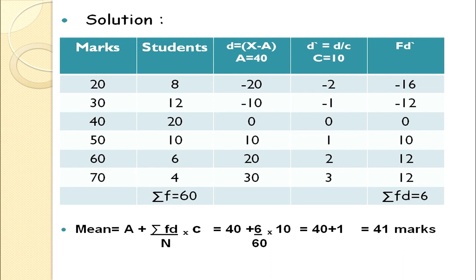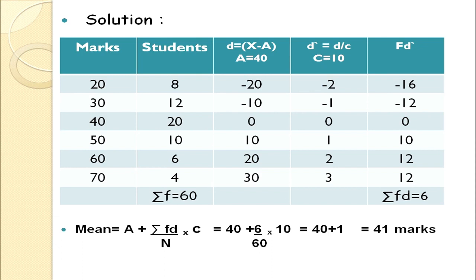Minus 20 divided by 10 comes to minus 2. Minus 10 divided by 10 comes to minus 1. 10 divided by 10 comes to 1. 20 divided by 10 comes to 2. 30 divided by 10 comes to 3. So, we have attained one more column as D dash.